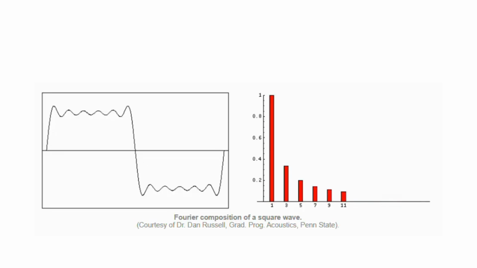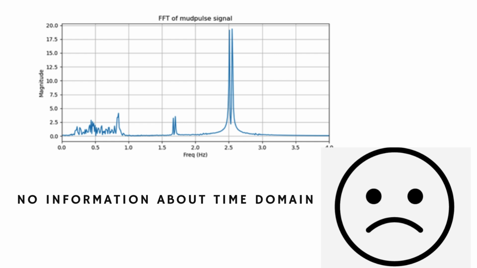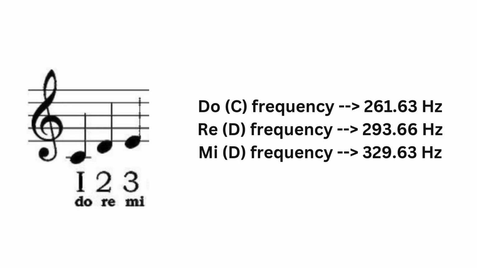Thanks to our class, we've learned that Fourier transform is a useful tool for converting time domain signals into frequency domain signals. However, when we want to know about time, Fourier transform is not very useful because the signal frequency components are constant over time. This means that if you have three different music tones, do, re, and mi, the frequency domain will always display the same three peaks, no matter what order you play them.